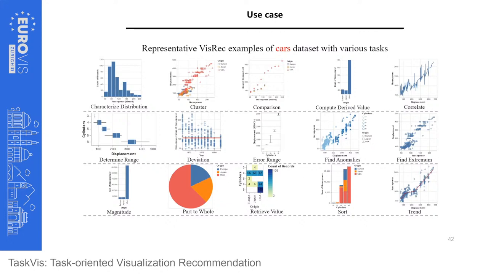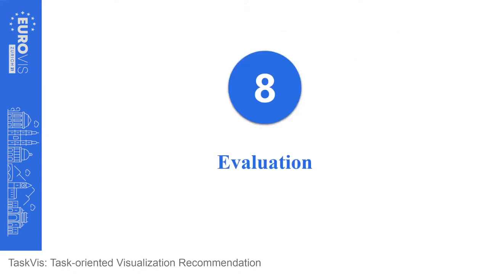The histogram in characterized distribution task provides distribution information of horsepower attribute. The range of displacement with different cylinders can be clearly observed with the box plot chart in determine range task. The pie chart in part to whole task reveals how the dataset can be divided into three components: Europe, Japan, and the USA. Next is the evaluation of TaskVis.